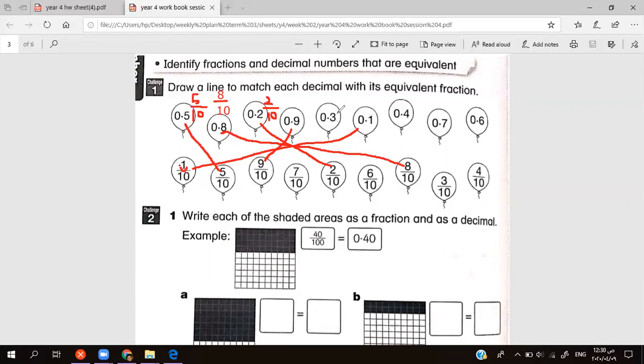Okay, 0.3, definitely it is 3 and only one number after it, so it's 3 over 10, which is here. And 0.4 is 4 over 10. 0.7 is 7 over 10. And the last one, 0.6, is 6 over 10. Okay, this is really very easy.